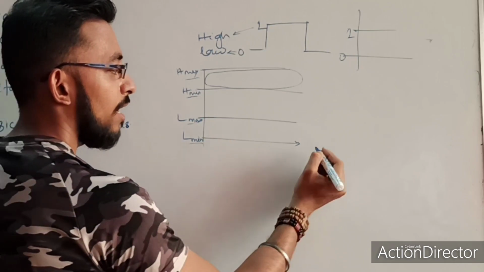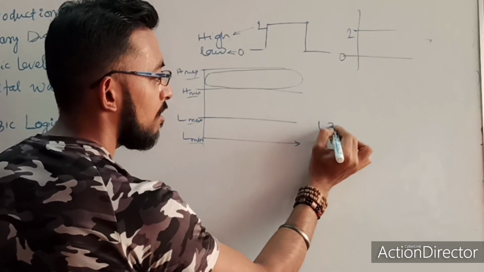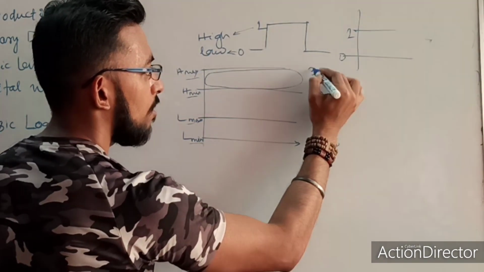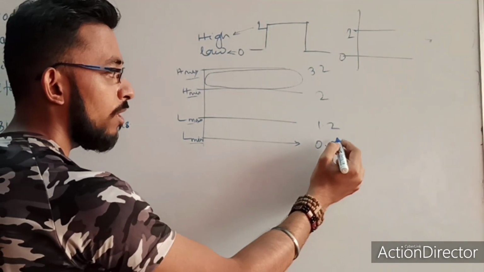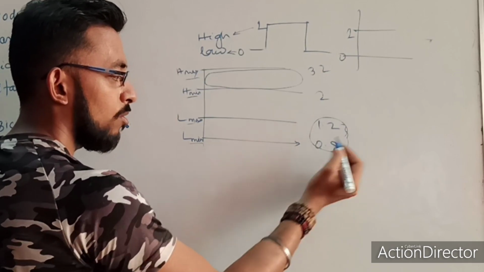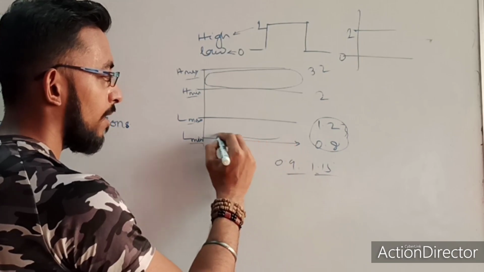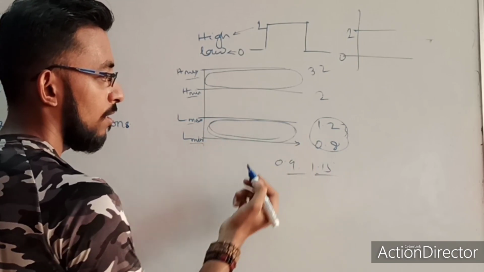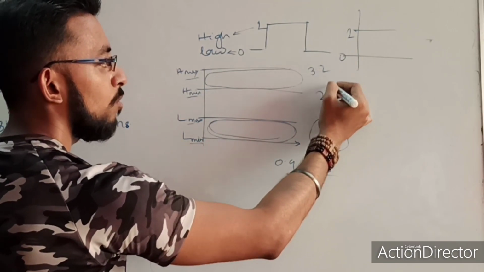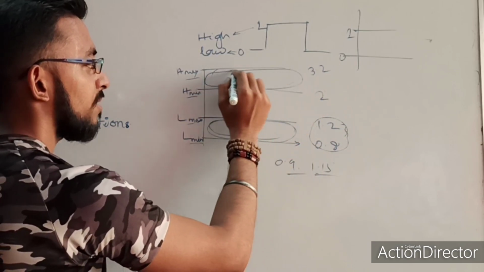If we take one example, let's take 0.8, this is 1.2, this is 2, this is 3.2. So any value that comes between 0.8 to 1.2, let's take 0.9, 1.15, these values will come under this low level logic. And any value between 2 to 3.2 will come over here.